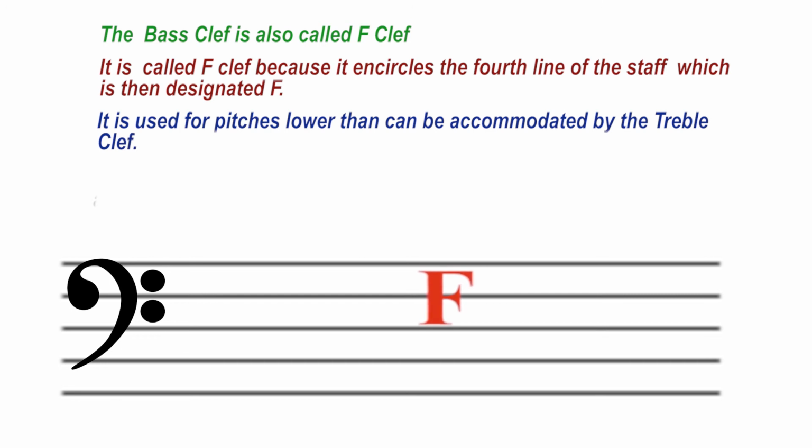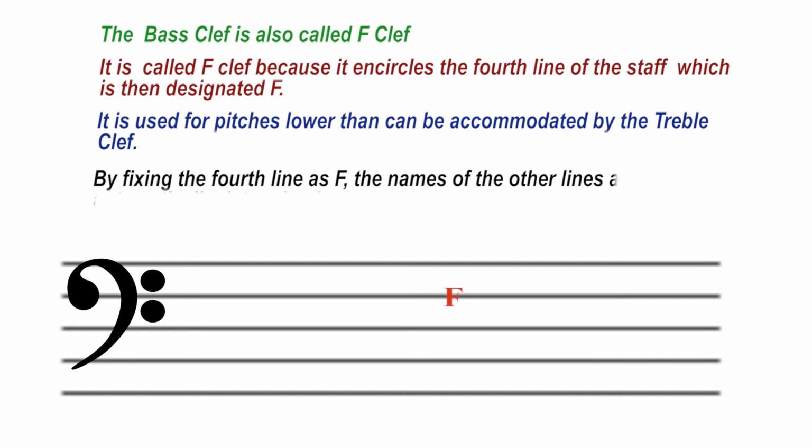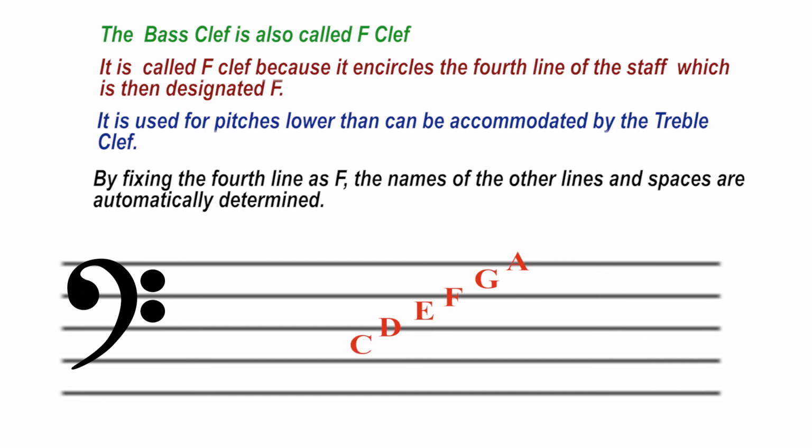The F clef is also so called because the two dots are placed on either side of the fourth line, which is designated as having the name F. Names of the other lines and spaces can then be determined, as was the case with the treble clef. The fourth space becomes a G and the fifth line A. Going back down the staff makes the third space E, the third line D, the second space C, the second line B, the first space A, and the first line G.